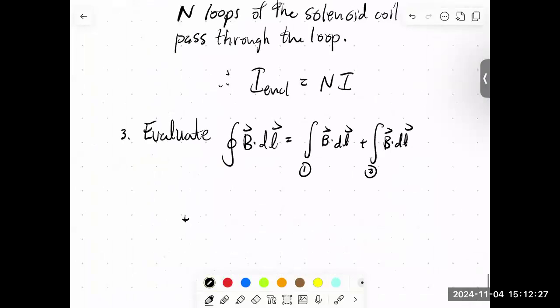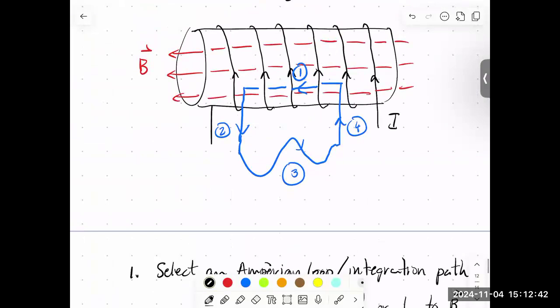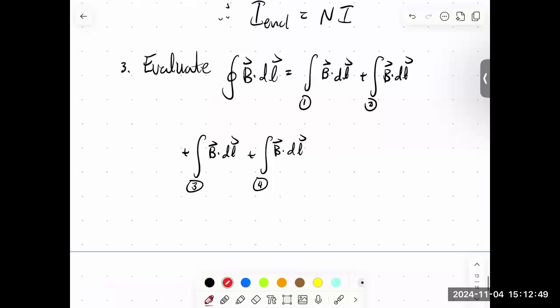So here's part 2, here's part 3, and here's part 4. Okay. So in 3 minutes, we can finish this up. What's going to be the line integral for path 3? 0. Path 3 is going to be 0 because B equals 0 everywhere on 3. All right.